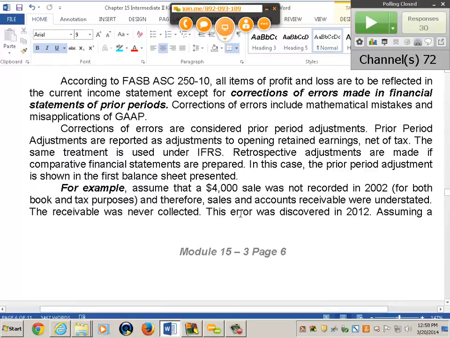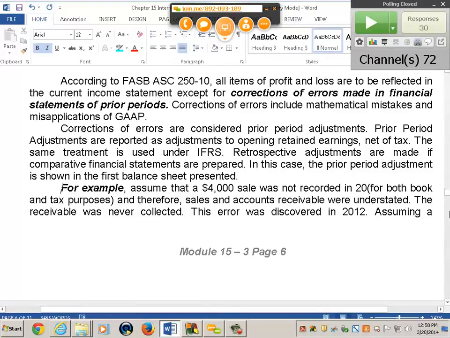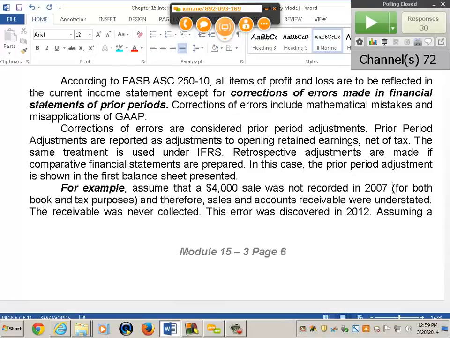And for tax purposes, really, this should go something like 2006, let's say, okay? Or 8, let's make it 7. Okay, so let's make it 2007. So let's say that in 2007, there was a sale for $4,000 that you did not record. You didn't collect it, and you didn't pay tax on it.